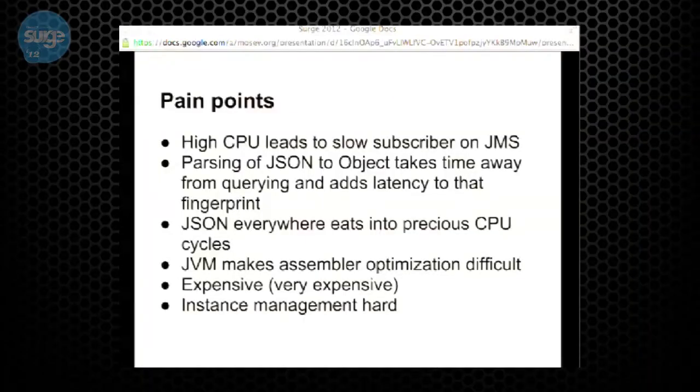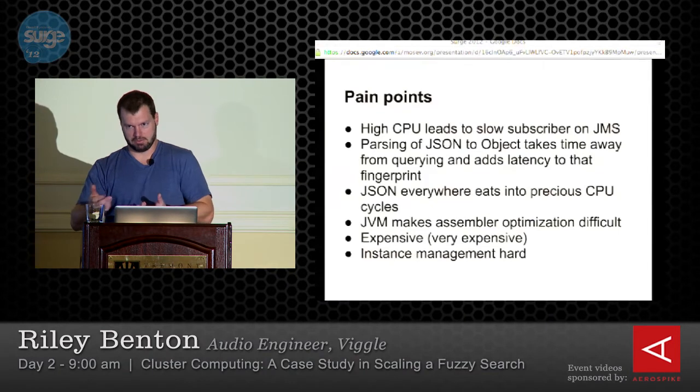So, slow subscriber problem. This plagued me for a long time, and as a result, I hate JMS. Basically, the JMS service did what it's supposed to do, okay? It did its job. It got a message coming in, and it put it out on the topic. And then everyone who's reading the topic was supposed to read it, right?